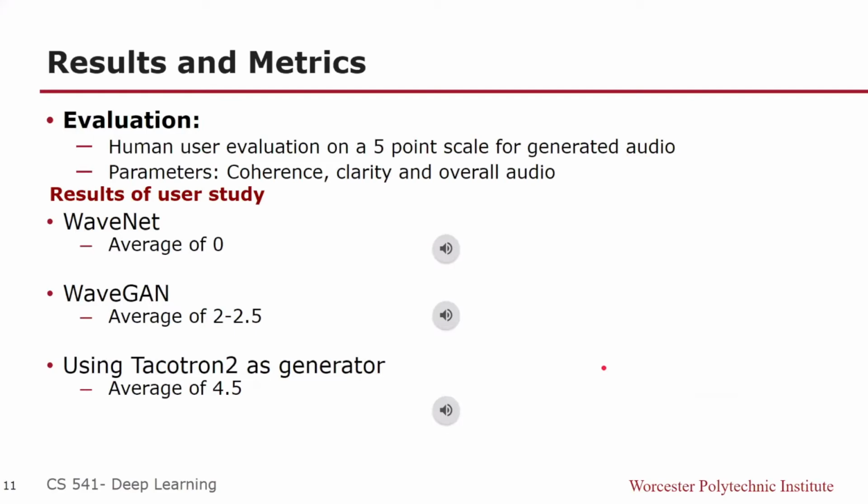We used human evaluation to rate our generated audio in terms of several parameters like coherence, clarity, and overall audio. Here are the audio samples. We asked users to rate the audio on a 5-point scale, and we received an average of 0 for WaveNet, as it was trained on a very small dataset and the produced output isn't good enough to be audible.